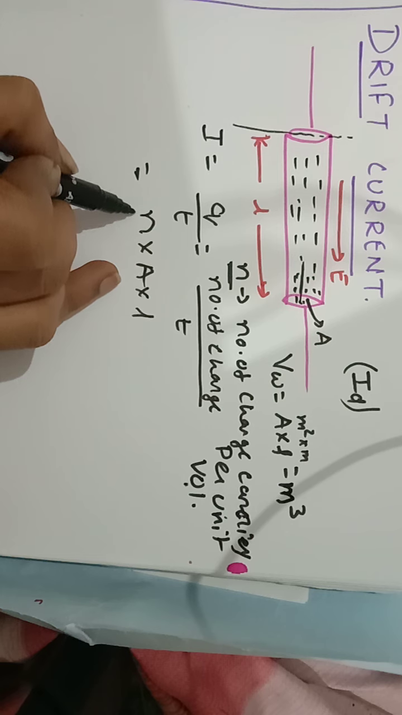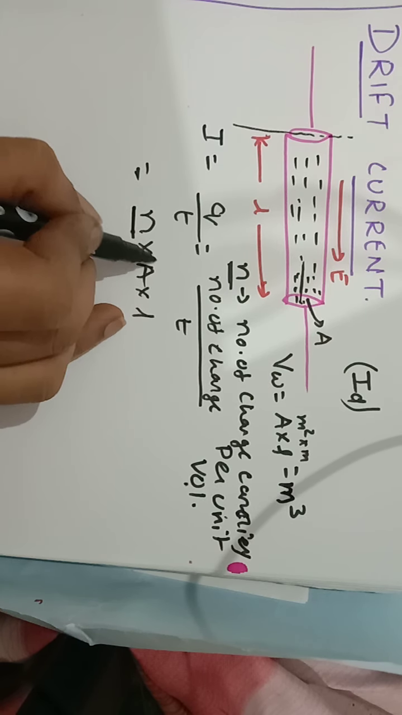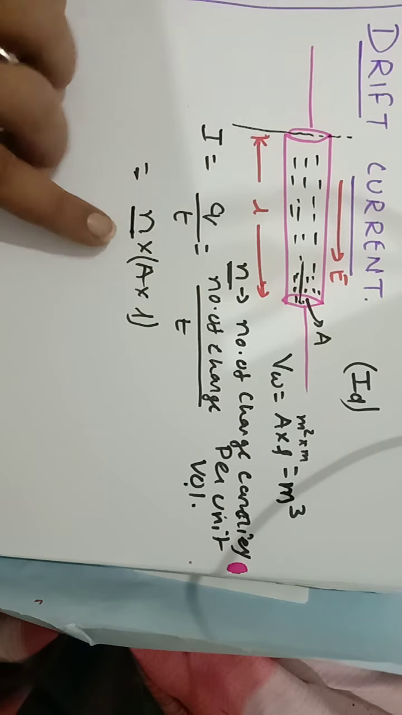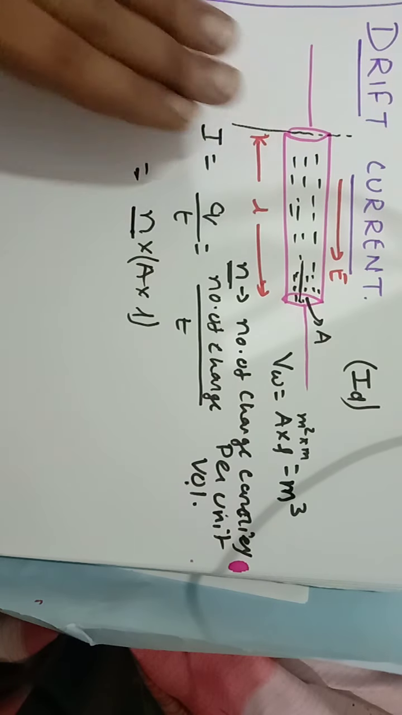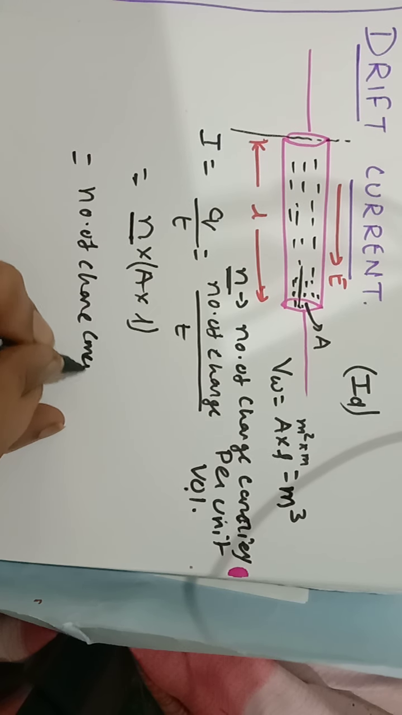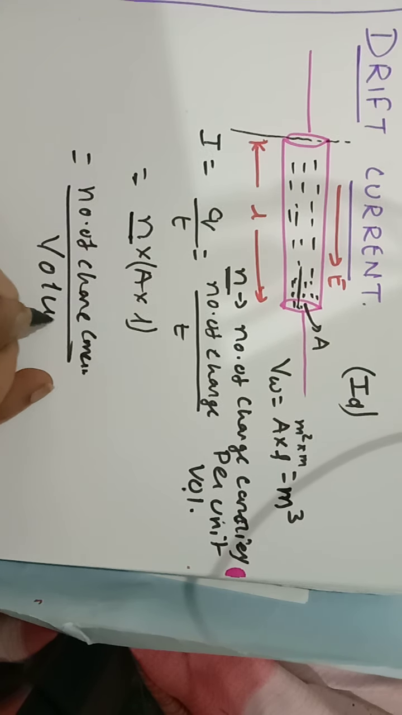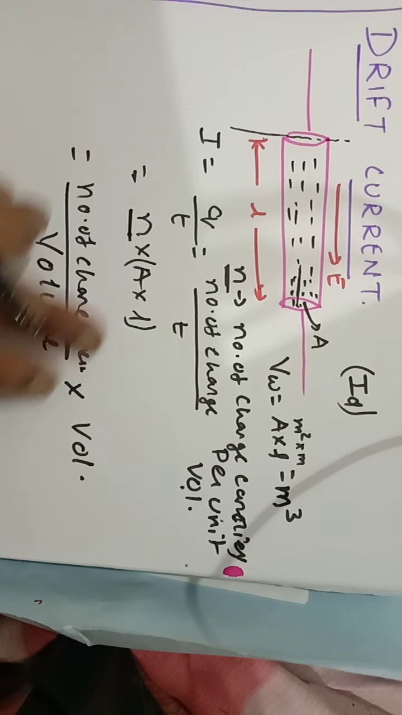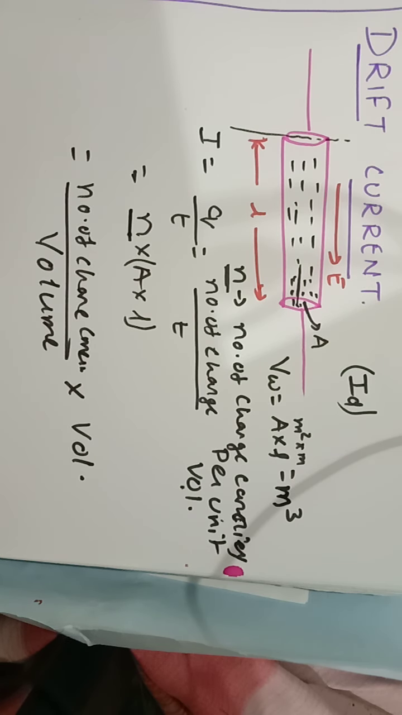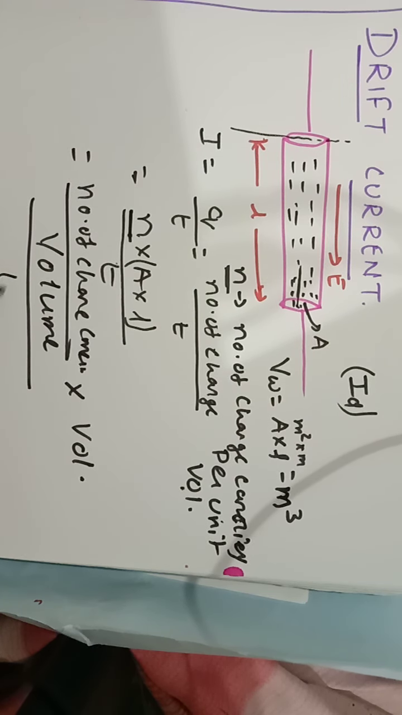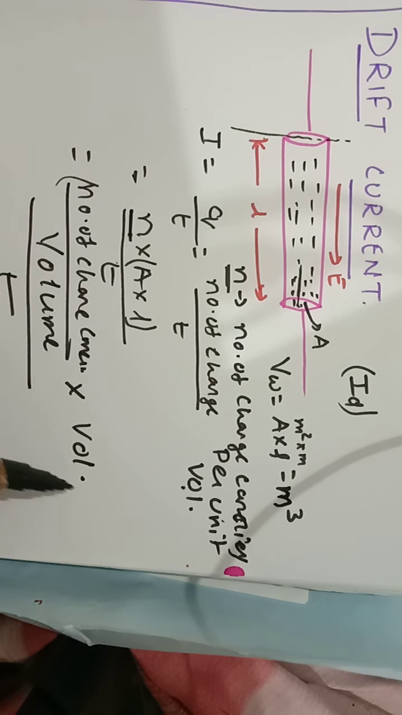Look, N was the number of charge carriers per unit volume, and how much volume are we considering? A into length. So number of charge carriers per unit volume into volume, the volume gets cancelled. The total is the amount of charge, this is Q. Now divided by t, right?